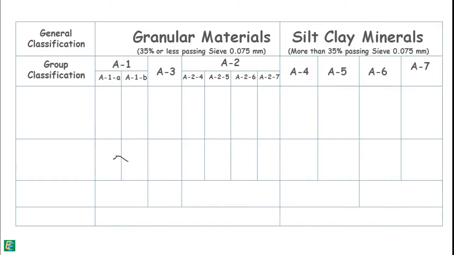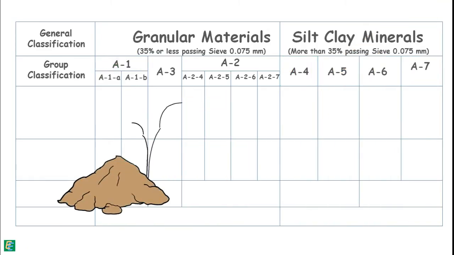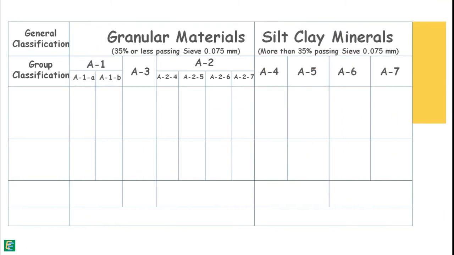In the AASHTO system, initially there was no place for organic soil. So, additional group A8 was introduced for peat.